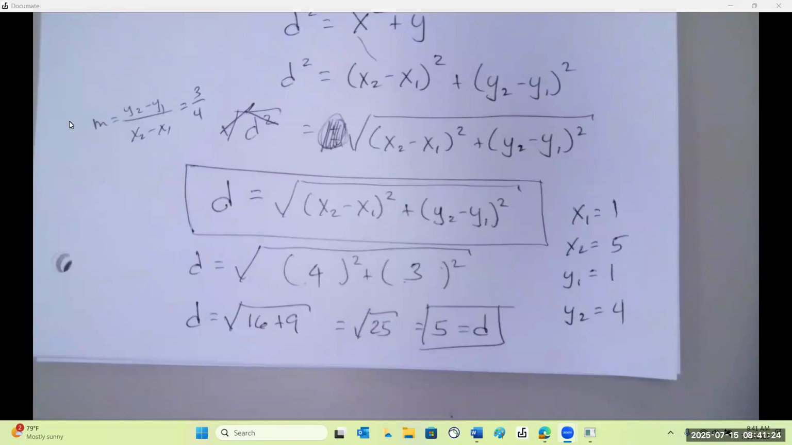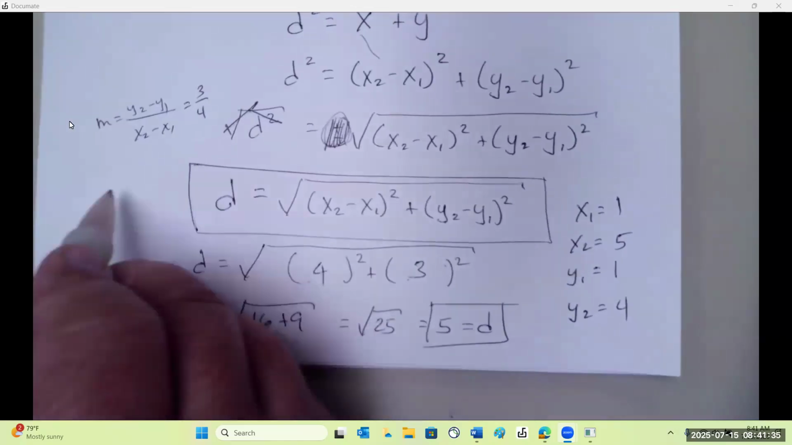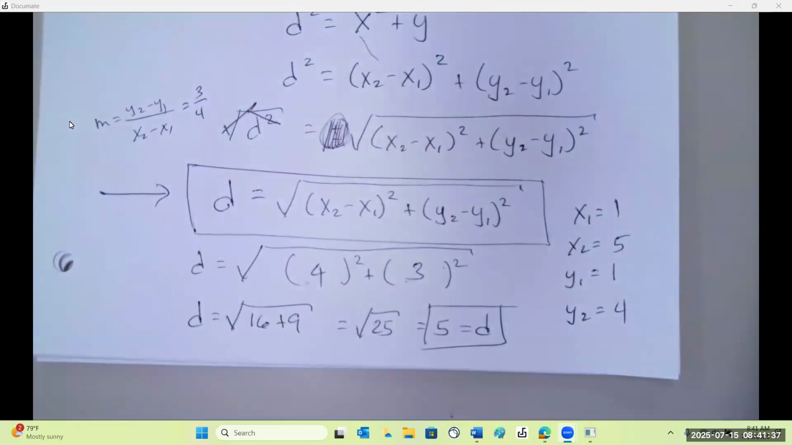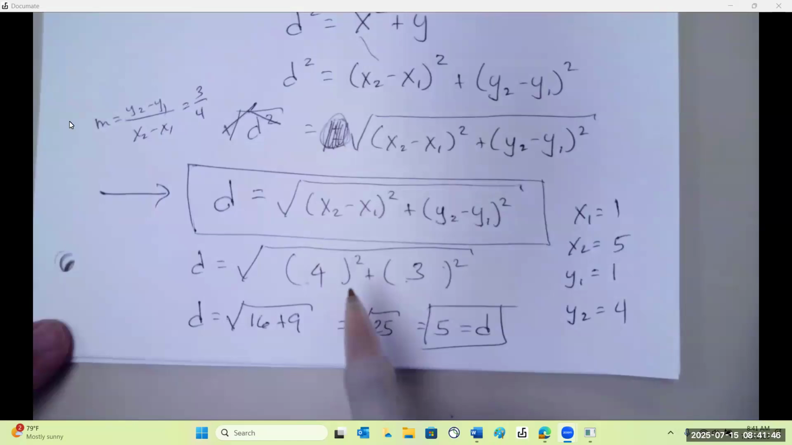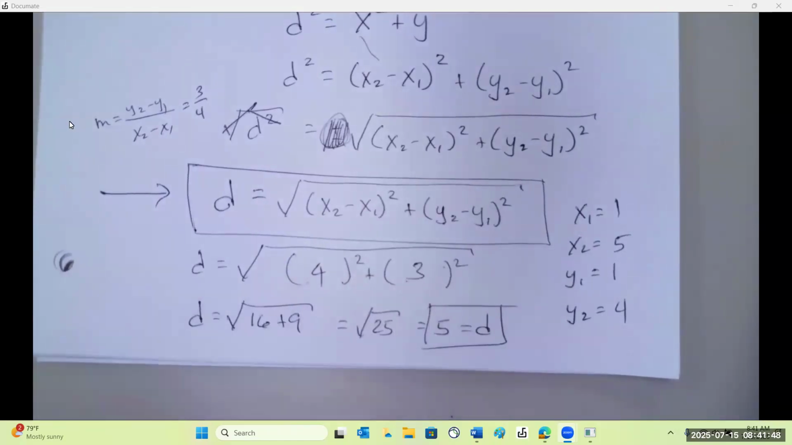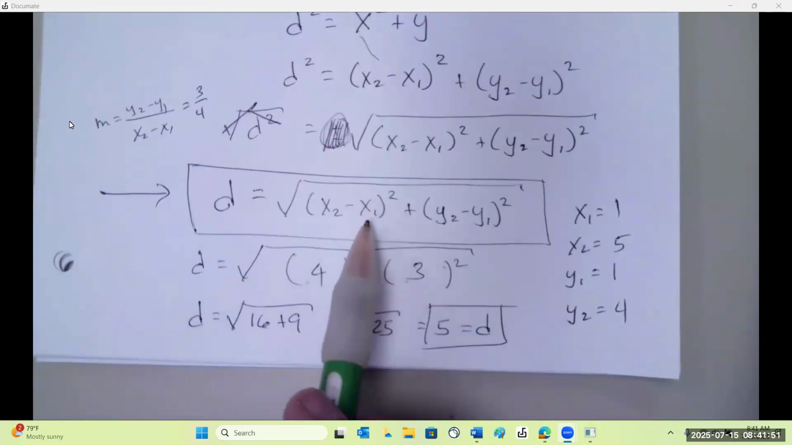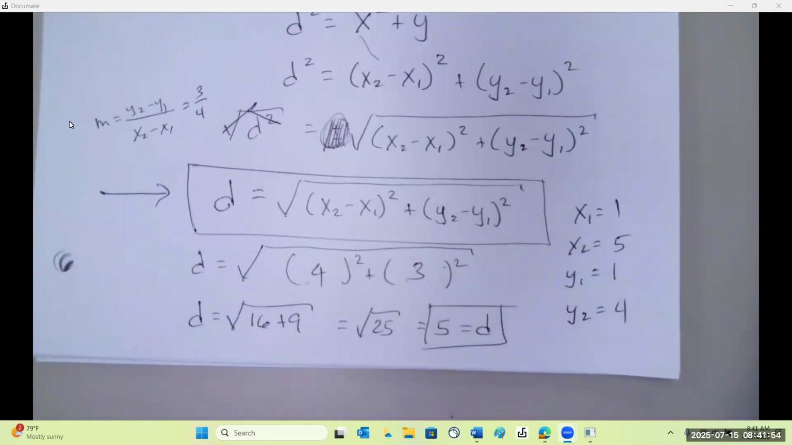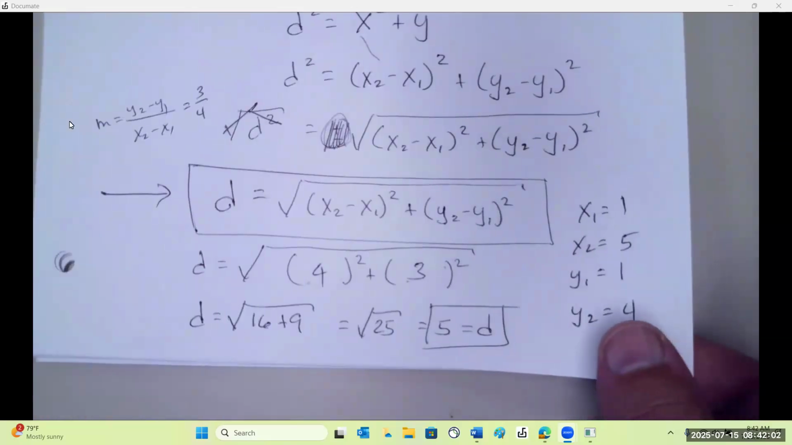Pretty easy. It's just plug and play. And that's what I tell you. Whenever you do these problems, if it asks you for distance, always start off by writing down this formula before you plug anything in, because it's going to help you memorize it. Don't just jump in plugging numbers. Write down the formula first, and then start plugging stuff in on the next line down. All right, so that's the distance and the slope.